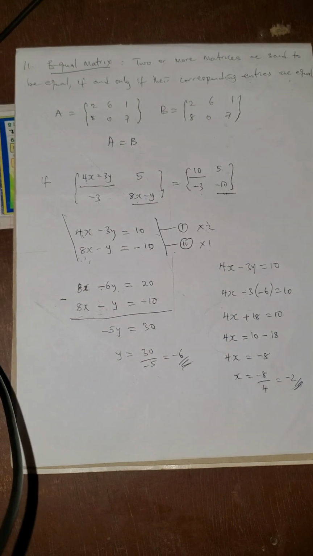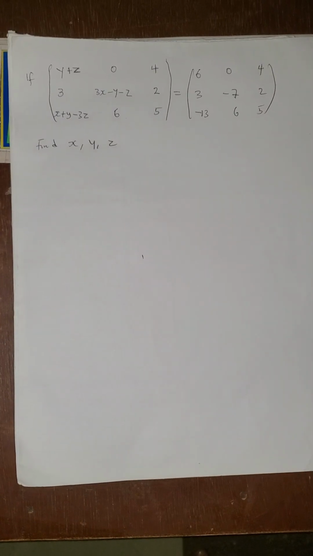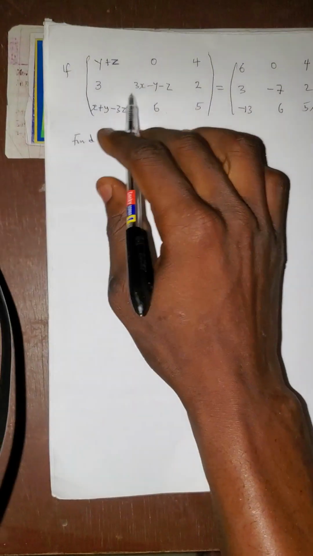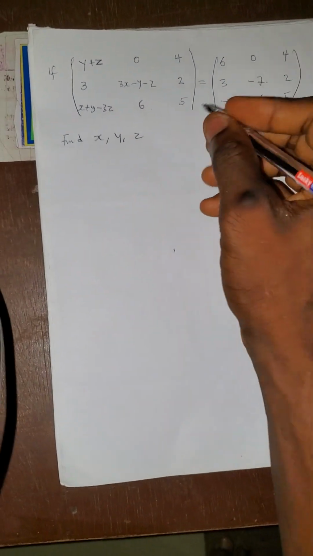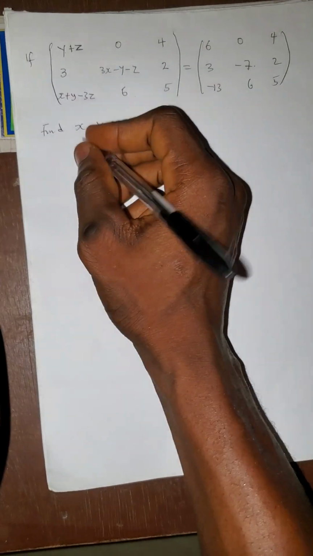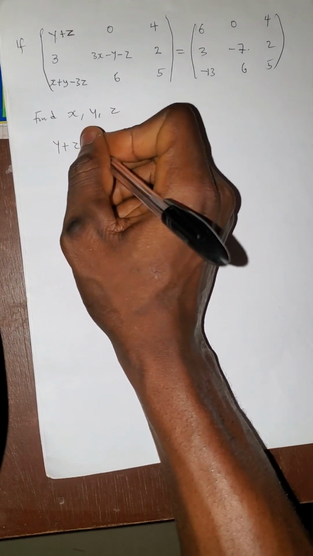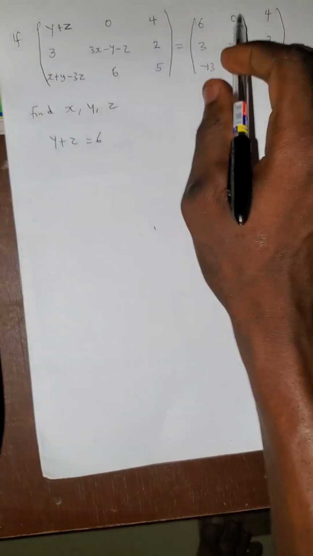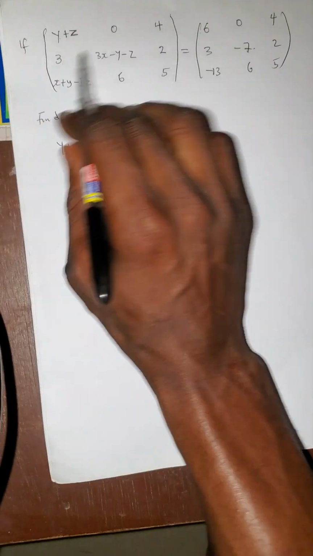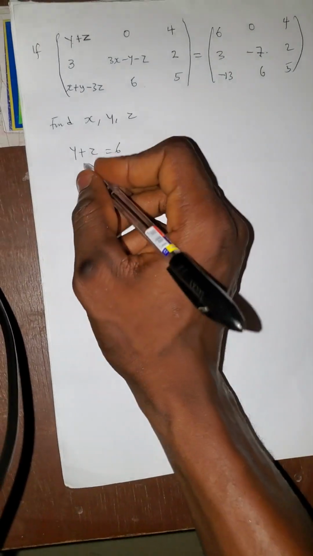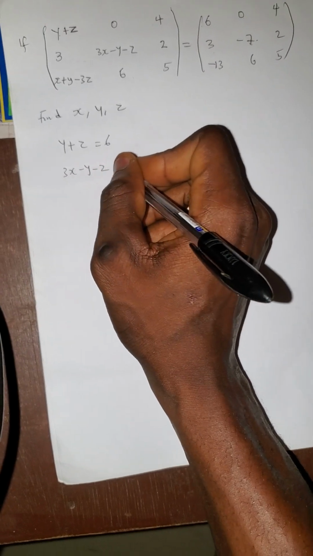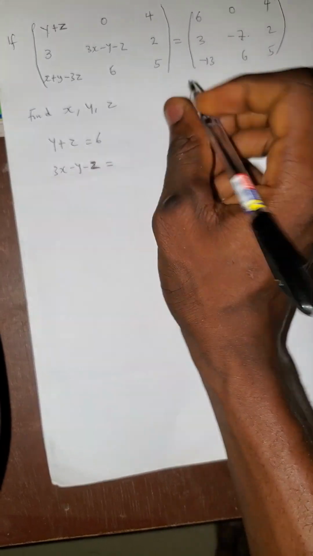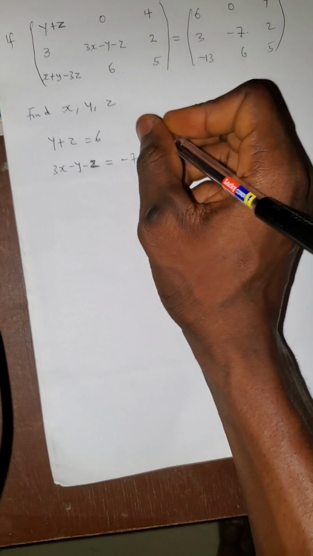Let's solve another question under this aspect. If you check, this question says if you have this equal to this, find x and y. Can you see now? We can break out the equation. This one is equal to this, so y plus z is equal to this. 0 is equal to 0. 4 is equal to 4. 3 is equal to this, which is 3x minus y minus z is equal to minus 7. This is equation 1.